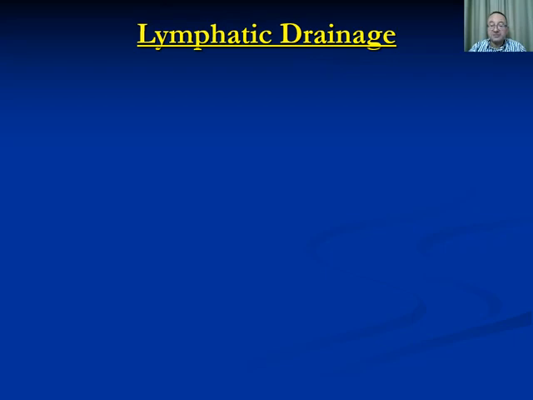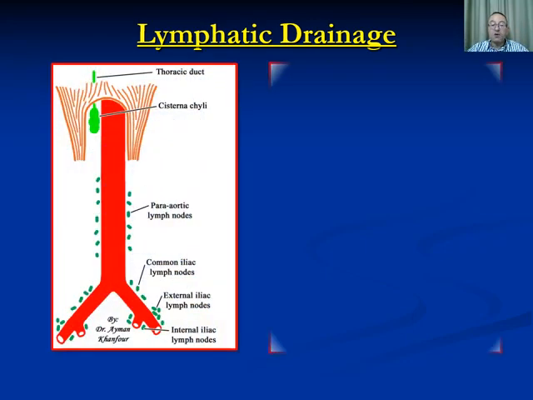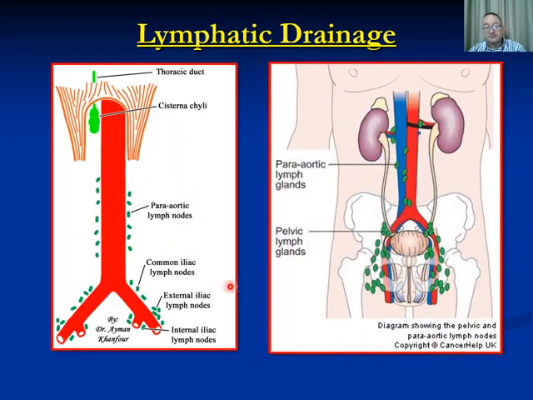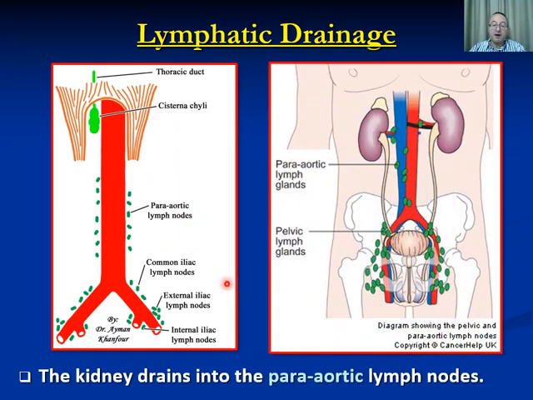Lymphatic drainage. All organs which have arterial supply from branches from the sides of the aorta drain their lymph into the lymph nodes which lie alongside the aorta, which are called para-aortic lymph nodes. The same will be for the ureter.